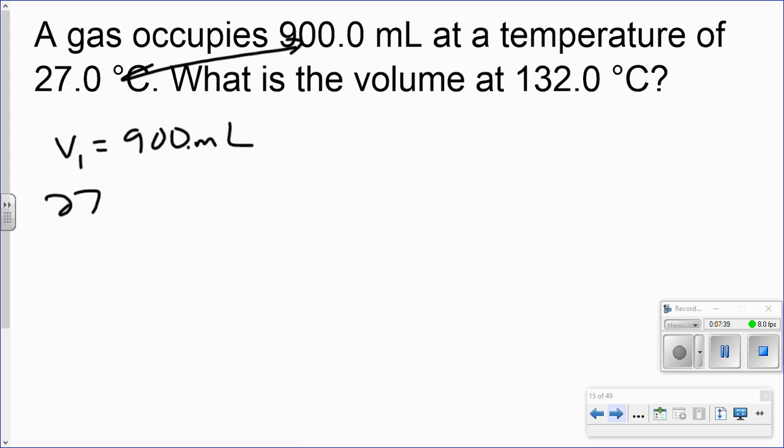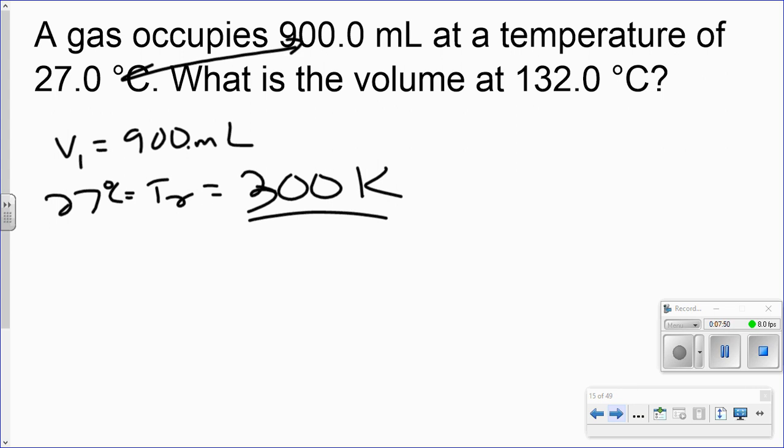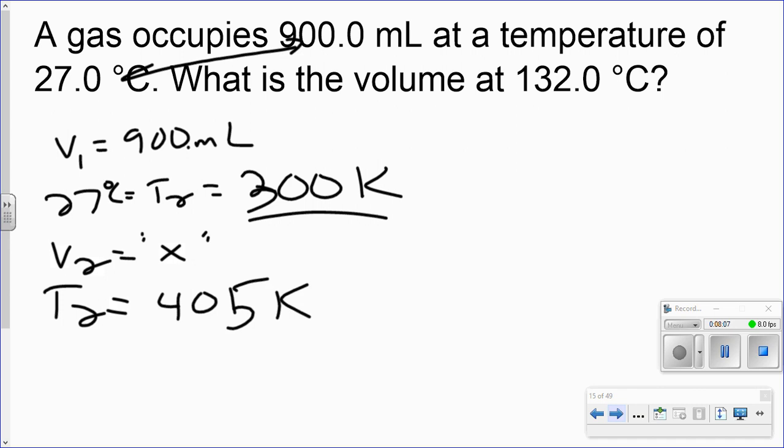27 degrees Celsius is our T2. But it's not 27 degrees Celsius, it's actually 300 Kelvin. Okay, that's what we'll use. And at a temperature of 27, what's the volume? So V2 is our X, and our T2 is 132. Now I have to add that up. I can't quite do that in my head at a moment's notice. So that's 405 Kelvin. Okay, so there's all our numbers.